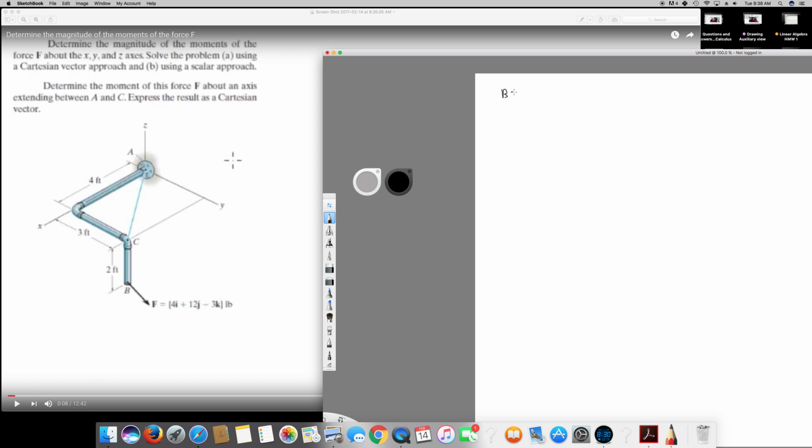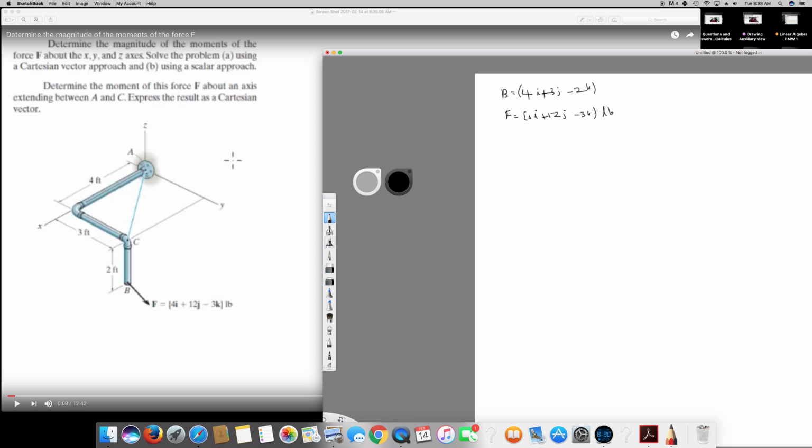So Cartesian vector of P is going to be, if you see, it's 4 feet long from x-axis, so I'm going to put 4 here, and 3 feet long from y-axis, 4i, 3j, and 2 feet down, so it's going to be negative 2. This is minus 2k. And now the force is given, which is 4i plus 12j minus 3k lb.